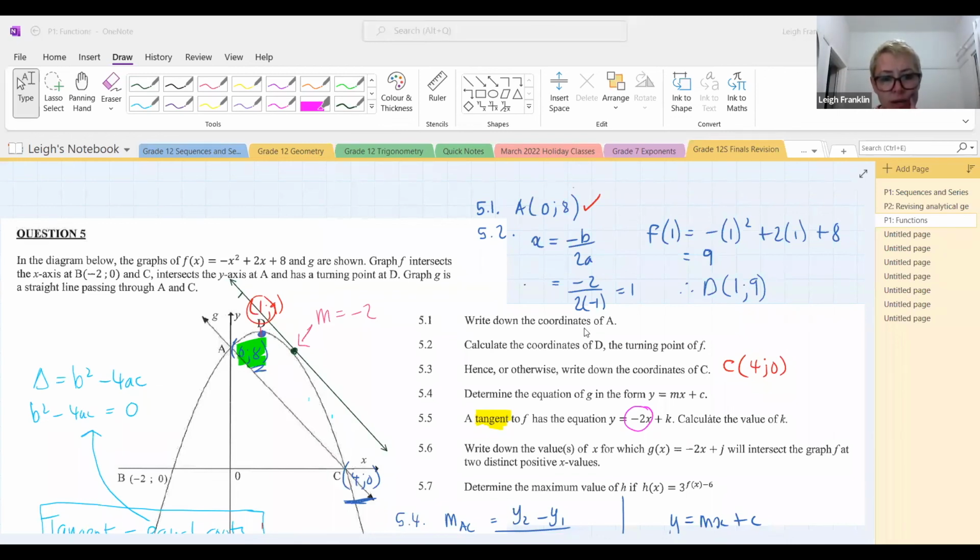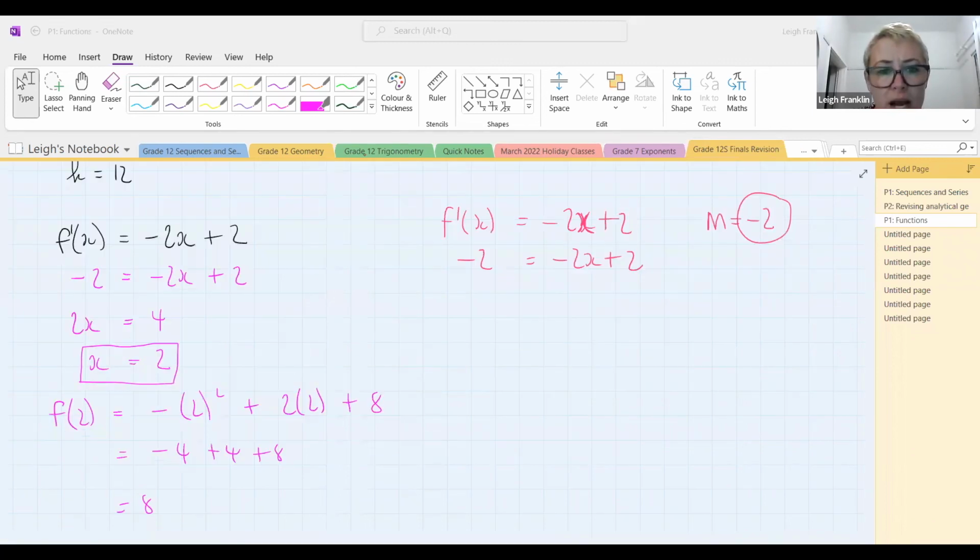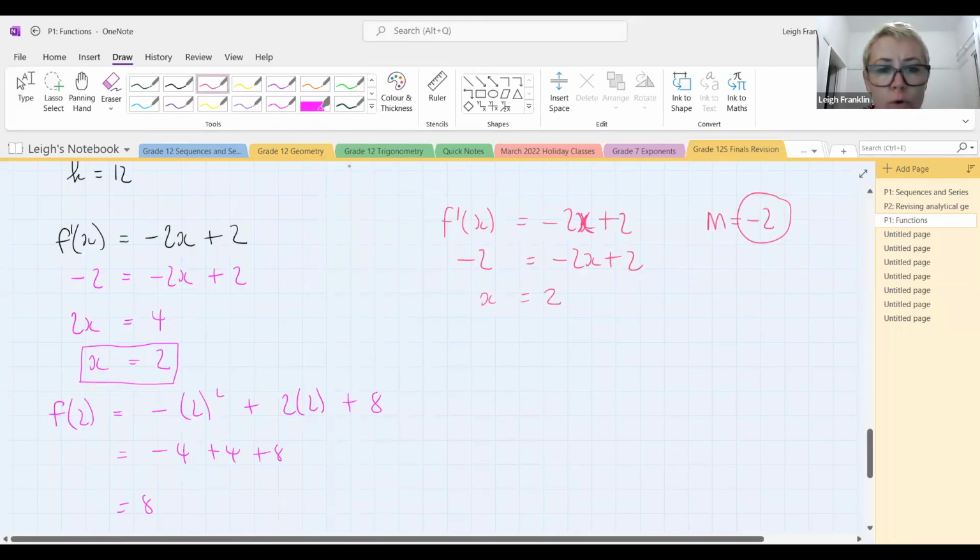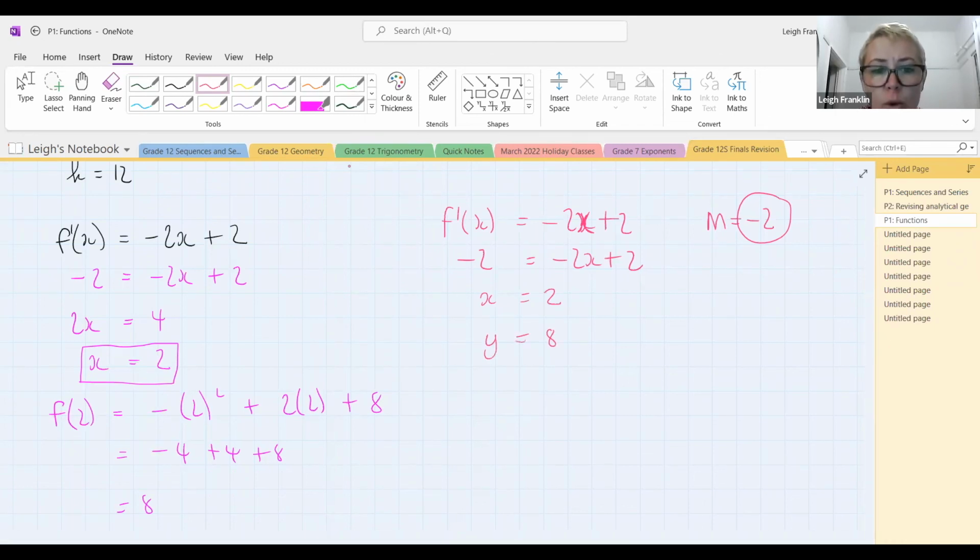Okay, Tisha, so then we've worked out what the x coordinate is at the point of tangency, it's 2. We've worked out the y coordinate at the point of tangency, it was 8. We know that this line is the line y equals minus 2x plus k. So now we can sub in our 2 and our 8, and we can get k in an alternative way, using calculus.